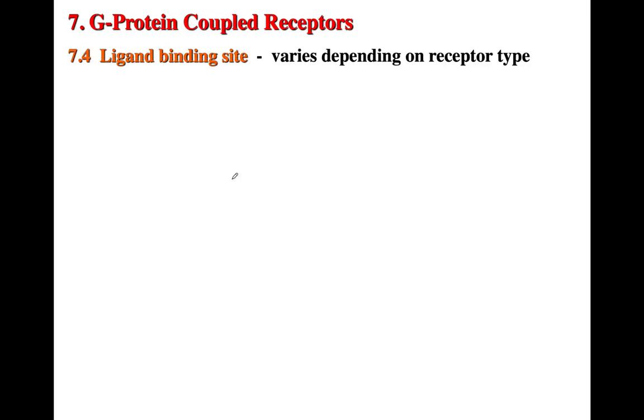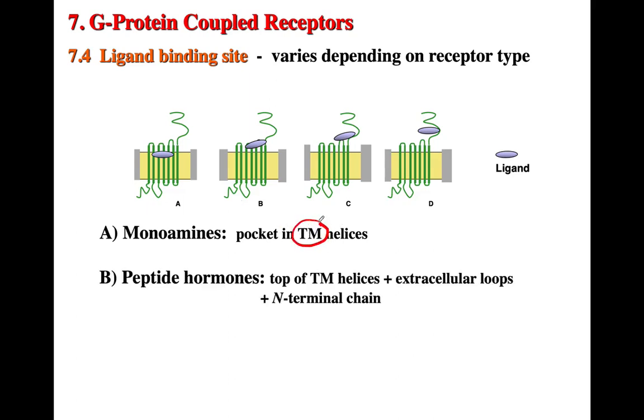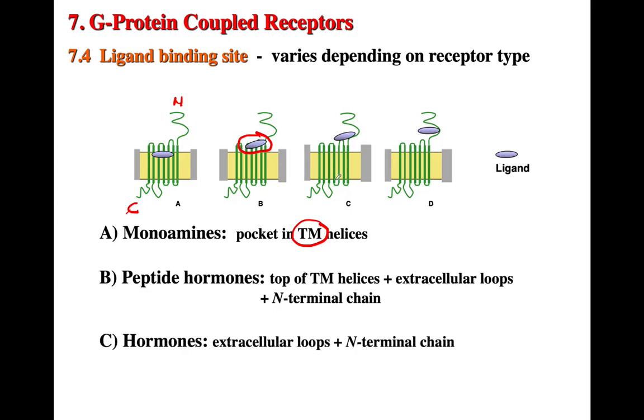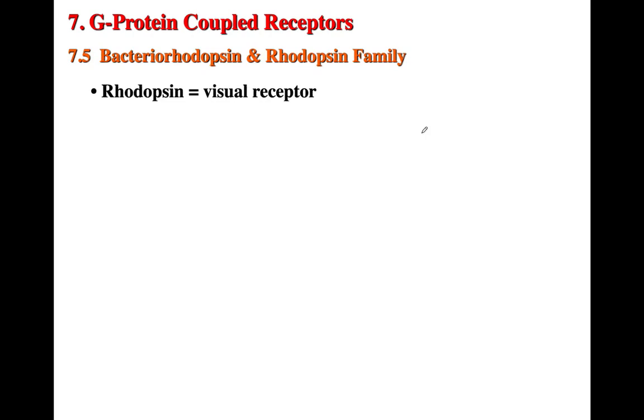Now, as I was mentioning before, the binding site depends on the receptor type. So the monoamines are going to bind within a pocket in the transmembrane helix. When it comes to the peptide hormones, they're going to be more on top of the extracellular loops in the N-terminal. Let me label this N-terminal. This is the C-terminal. Okay. Hormones are going to mainly bind in the extracellular loop at the N-terminal chain, and then glutamate is going to mainly bind on the N-terminal chain. So different ligands have different binding positions. Okay.